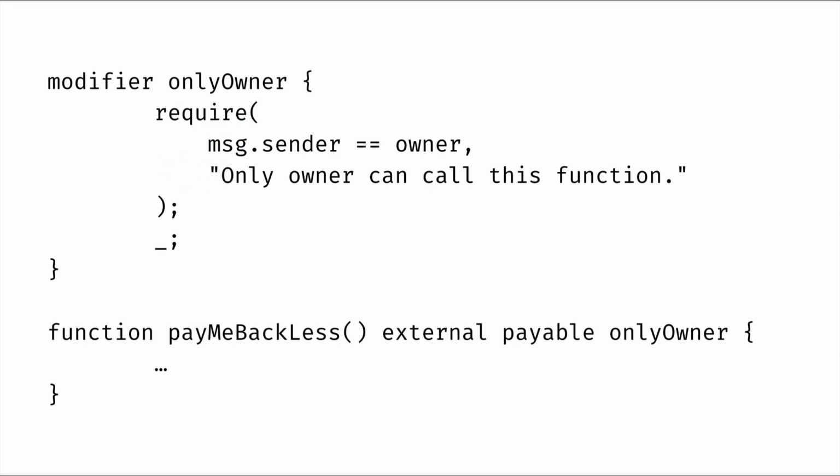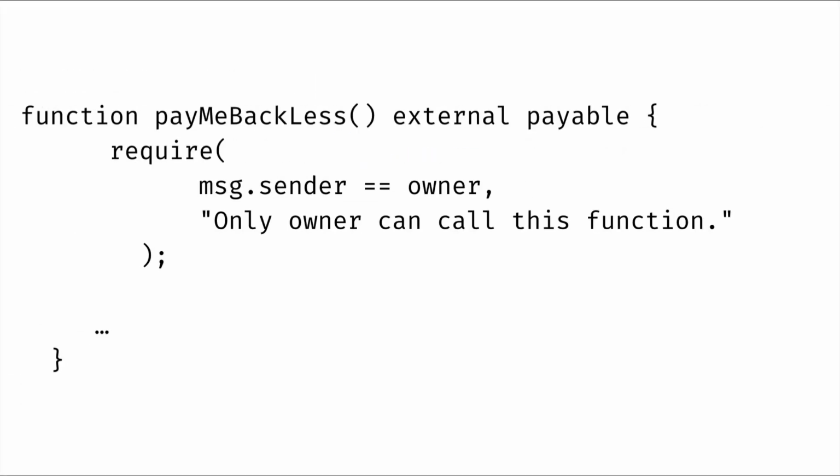But you also see now why it's an optional feature, because of course, we could just write it like this without any modifier. So we just write the require statement directly in the function here. Okay, so use function modifiers however you like. I think personally for simple things like onlyOwner, they are quite nice to use, and otherwise it's up to you.